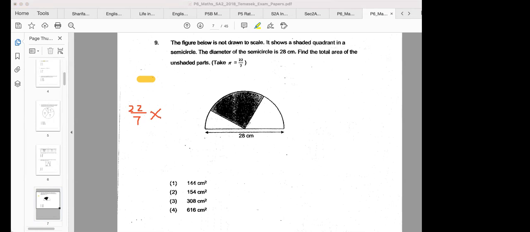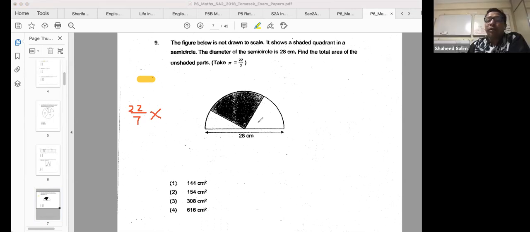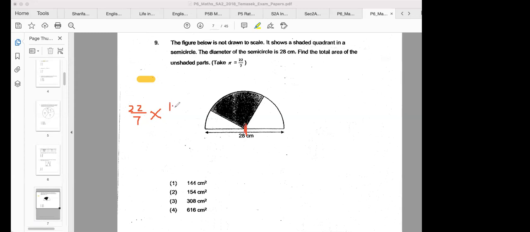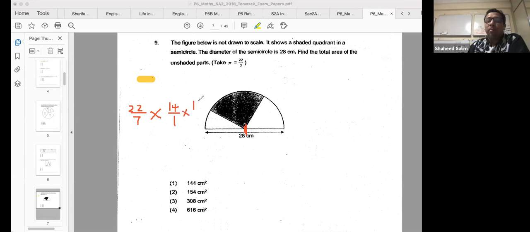Okay, so Akil, your answer is correct again. This one is 14. Half of it must be 14, right? Divide by 2, you get 14. So this is where your mistake is, Sheikh Akil. You go and times 28, your number becomes thousands, you know. So when you do this, you get 616.